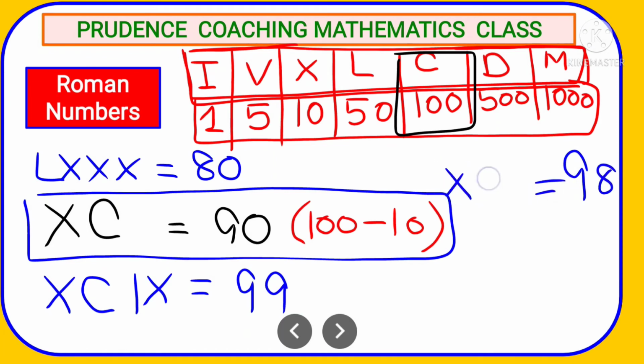So XC is 90 and you need to write 8. VIII, three times I. So this one is 98. We know this one is 8 and this one is 90. So 90 plus 8 is 98.